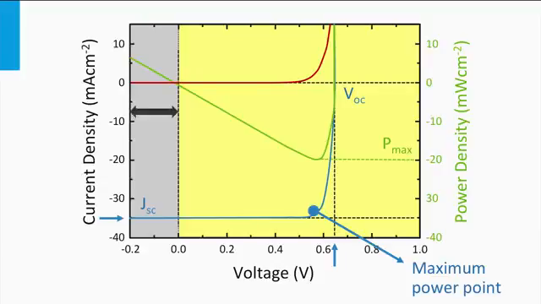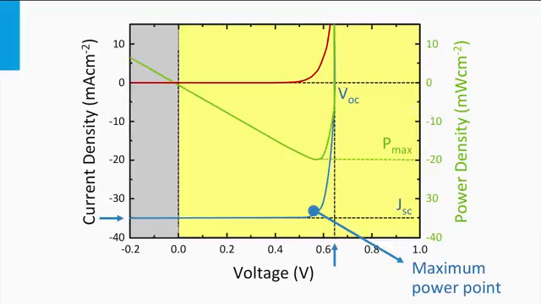If the voltage is smaller than 0 volt, which we call reverse bias, the illuminated solar cell does not generate power but consumes power. Basically, an illuminated solar cell under reverse bias will heat up. If the voltage is larger than the open circuit voltage, the illuminated solar cell is dissipating power as well, and the solar cell will heat up as well.